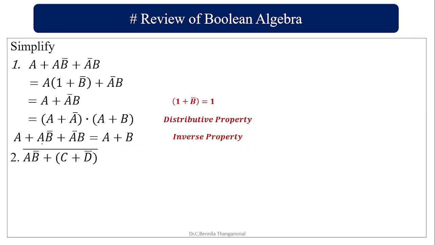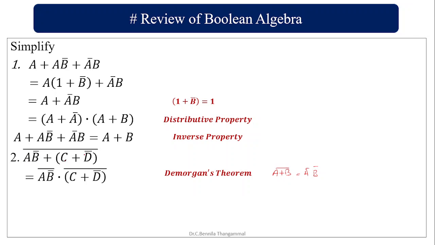So here this whole bar you have, I can use De Morgan's theorem. What does De Morgan's theorem say? A plus B whole bar is equal to A bar into B bar. A B whole bar is equal to A bar plus B bar. So here this A B bar whole bar into C plus D bar whole bar.